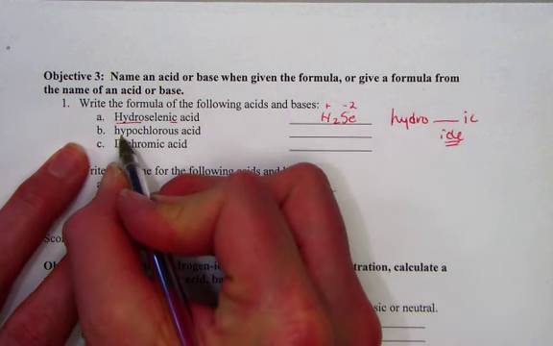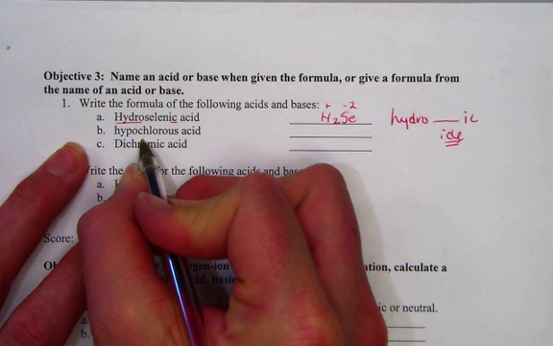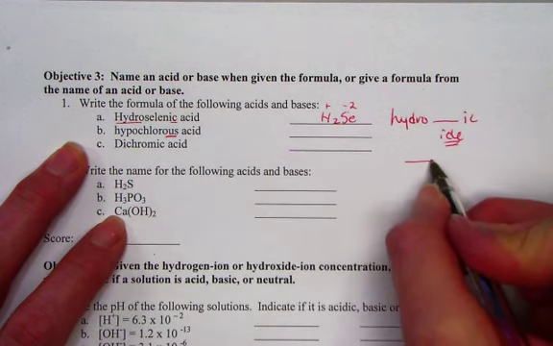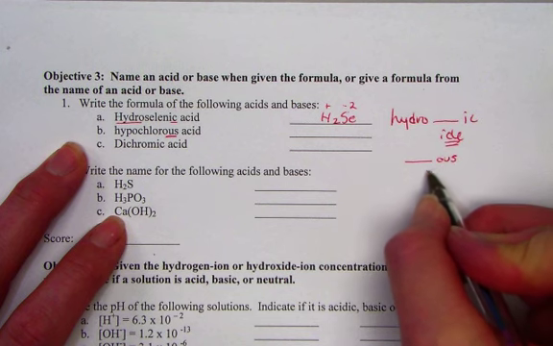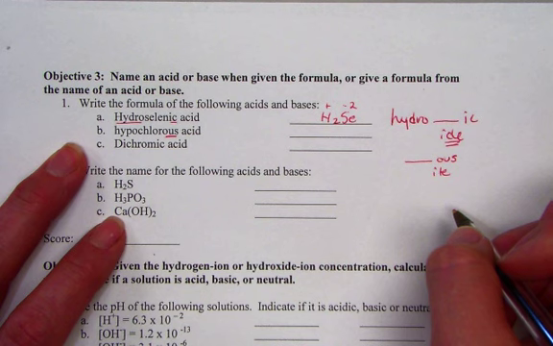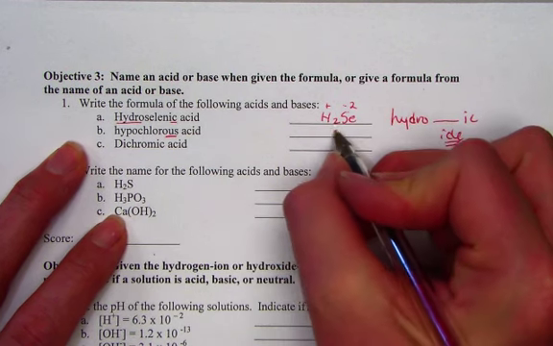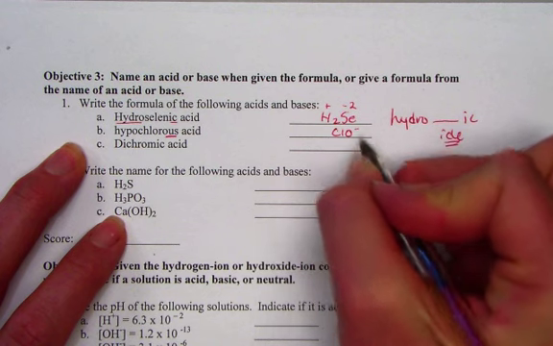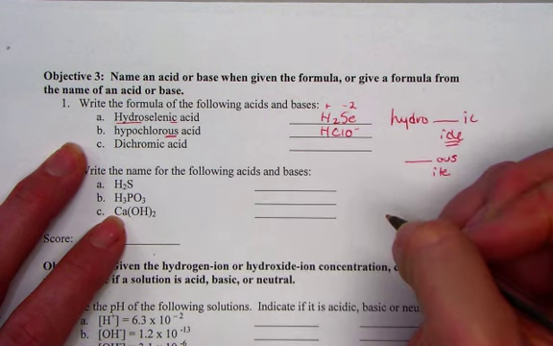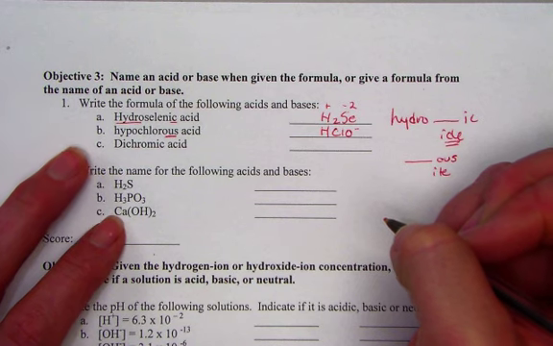The letter B shows us hypochlorous acid. I'm noticing the O-U-S ending. So root word ous must have had an original ending ite. We need to find the polyatomic ion called hypochlorite. Hypochlorite is ClO carrying a minus 1. So our acid, HClO, hypochlorous acid.